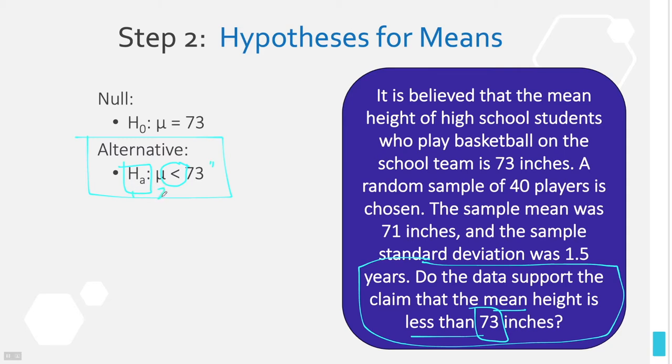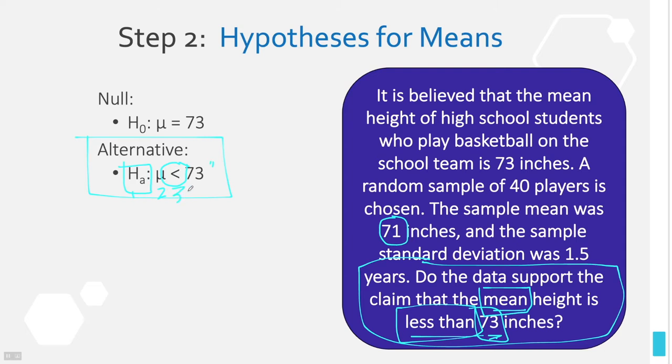The second thing I will be looking for is the correct symbol. Here they use the word mean, and so we should have the symbol for the population mean, mu. So we definitely want the right symbol. And this isn't talking about the sample mean either, because we know exactly what the sample mean is. It is 71 inches. It's talking about the population mean, mu. So we definitely want the right symbol there. We want the correct symbol here, I guess I should say, and that's going to be the less than symbol. And we want the correct value here.